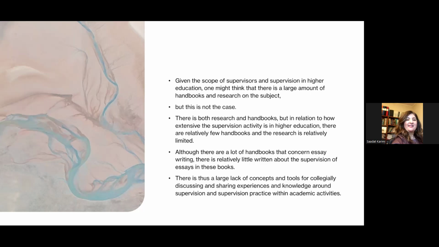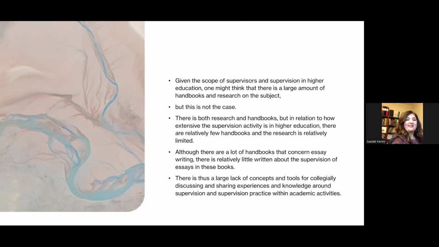Given the scope of supervisor and supervision in higher education, one might think that there is a large amount of handbooks and research on the subject. But this is not the case. There is both research and handbooks, but in relation to how extensive the supervision activity is in higher education, there are relatively few handbooks, and the research is relatively limited.